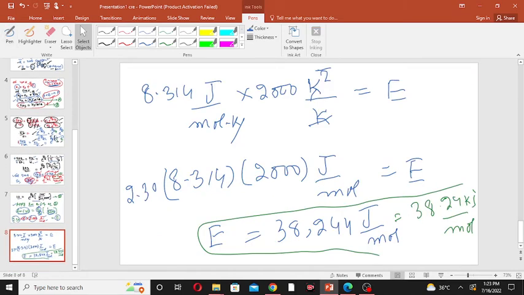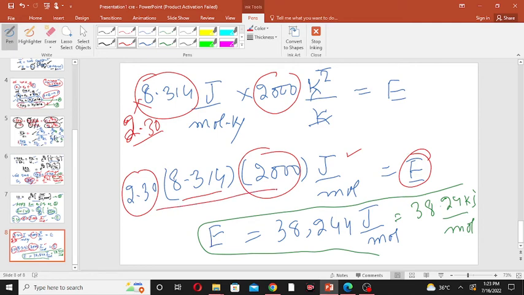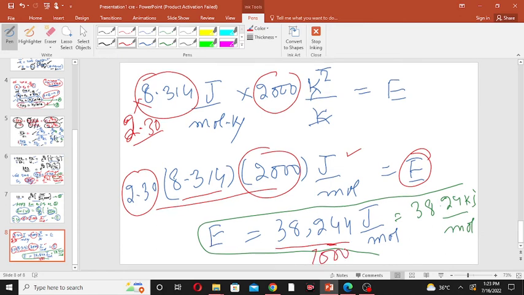So E is equal to 2.30 multiplied by the universal gas constant multiplied by 2000, in joule per mole, because that is the unit of activation energy. When we multiply these three, we get 38,244 joule per mole. In kilojoule, 1 kilojoule is equal to 1000 joule, so dividing by 1000, we get 38.244 kilojoule per mole.